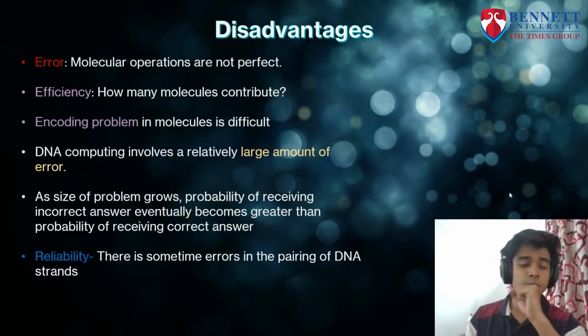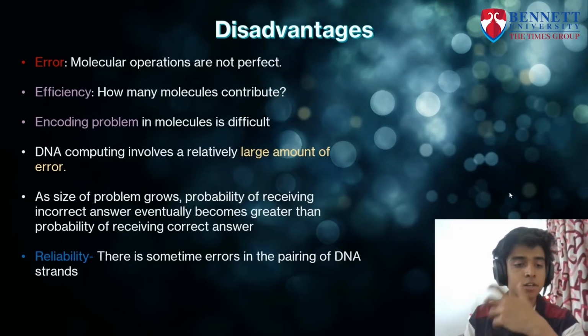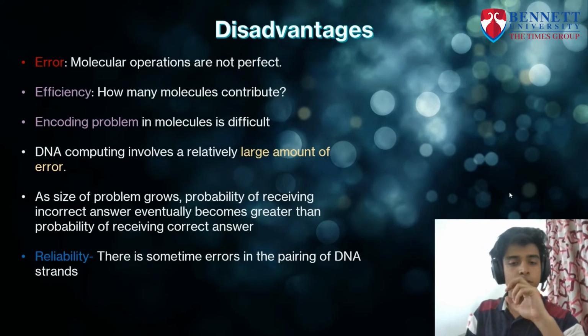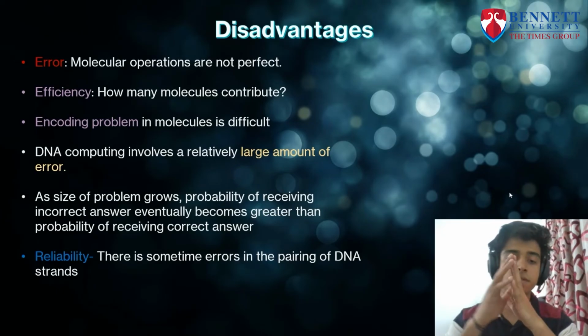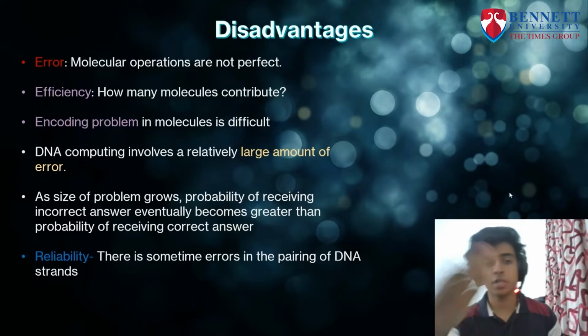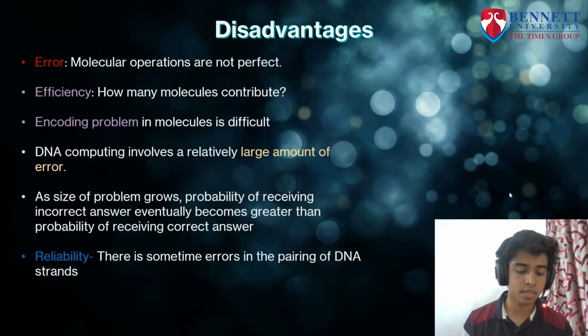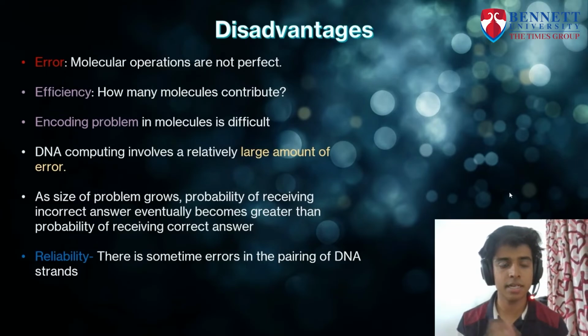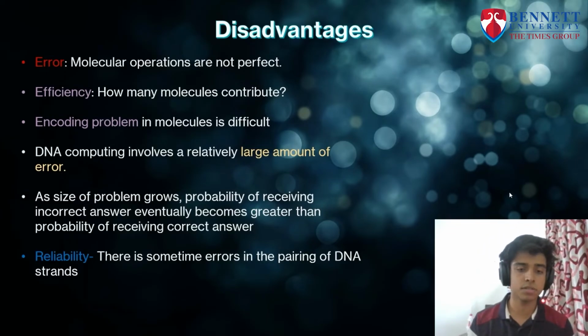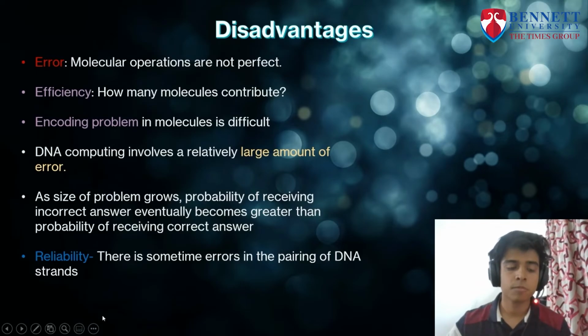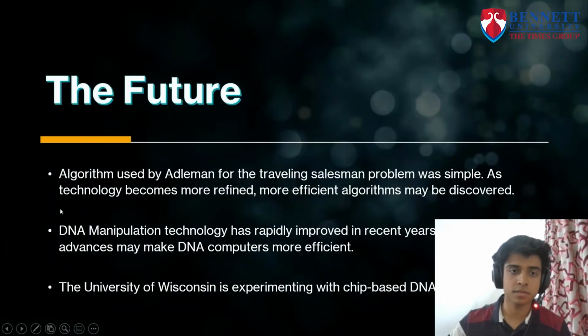Now, as the size of the problem grows, the probability of receiving an incorrect answer eventually becomes greater than the probability of receiving a correct answer, which further increases the error parameter. There can be some instances when the DNA calculations or the genetic calculations can be incorrect. So these are all the disadvantages.